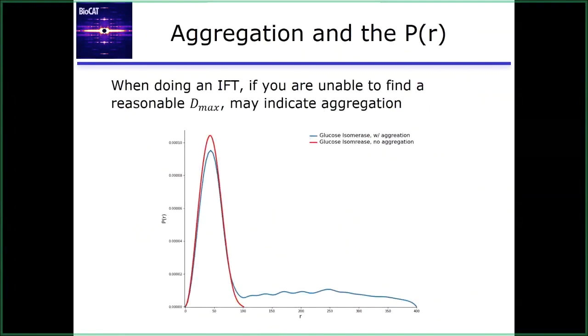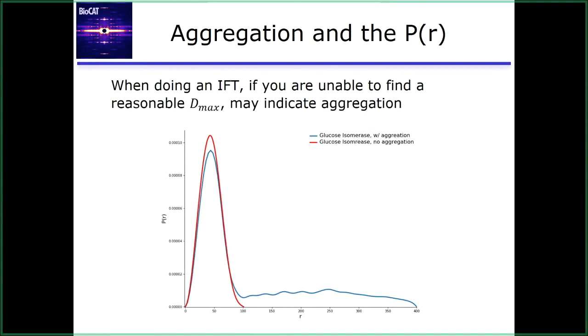So, aggregation and IFTs. This is very characteristic. Here's the same protein with and without aggregation. When you have aggregation and do an IFT, you'll see that you get this long tail that just extends out and out and out. I've actually run this out to about 4 times the maximum dimension. Even at that point, you can see I'm still forcing it to 0. So there are a lot of variable-size aggregates in this system, and it's not coming to any kind of conclusive maximum dimension.